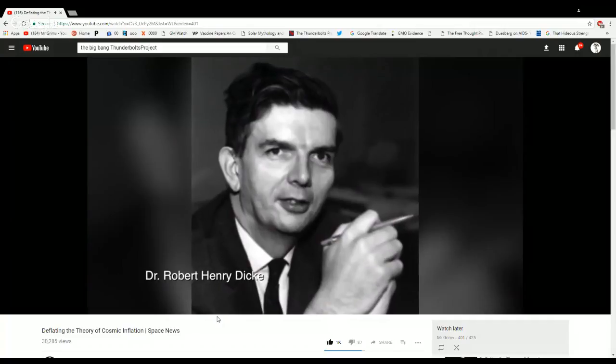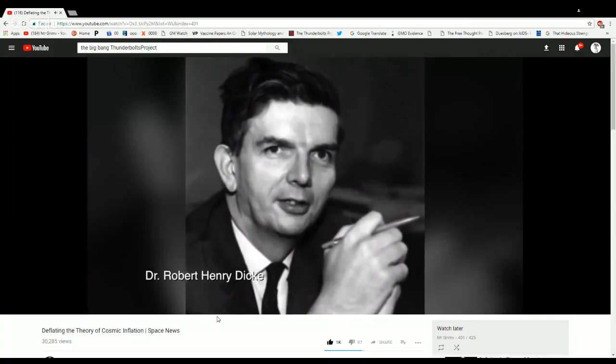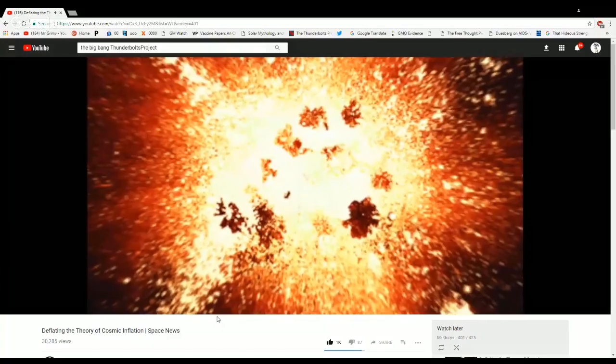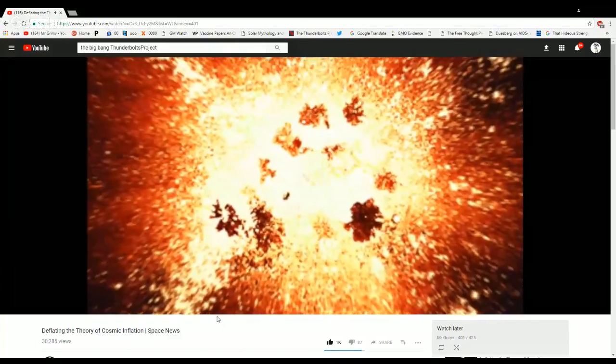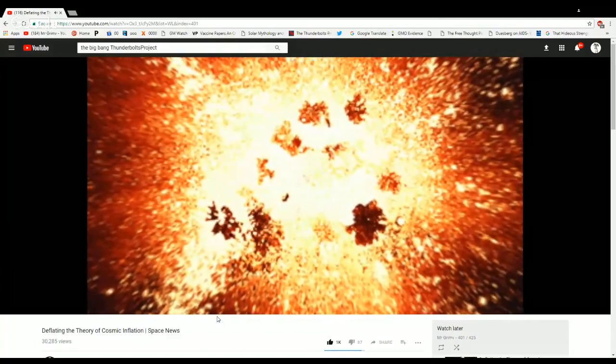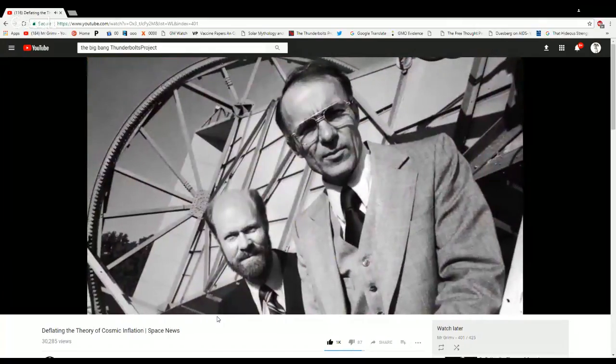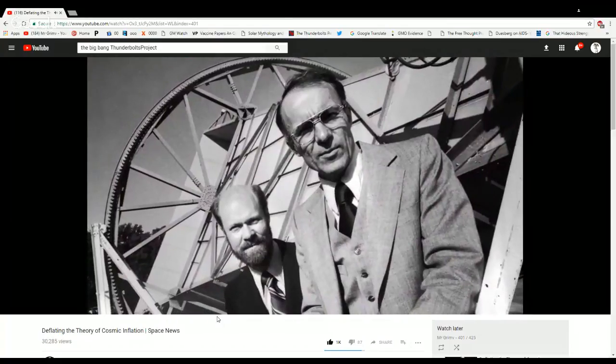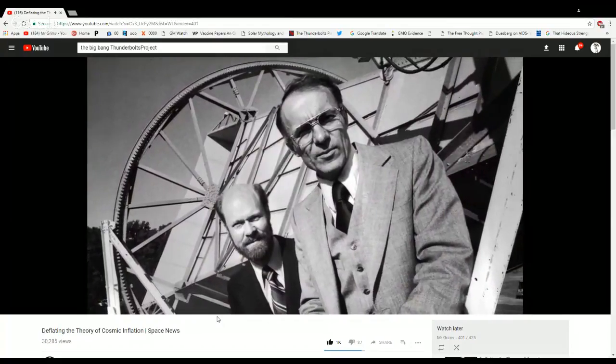In 1964, Dr. Robert Dicke of Princeton University, building on George Gamow's 1948 theory about the creation of heavy elements in what is now known as the Big Bang, proposed that there ought to be a 3 Kelvin glow left behind by the original creatio ex nihilo event. However, before they could complete their own radio antenna, Penzias and Wilson announced their findings, earning them the Nobel Prize.